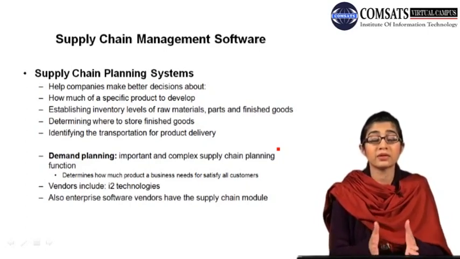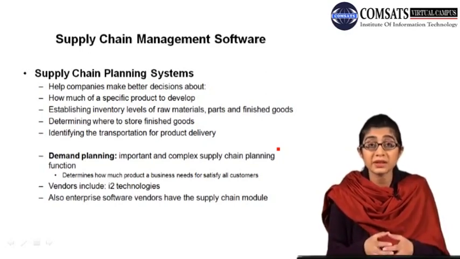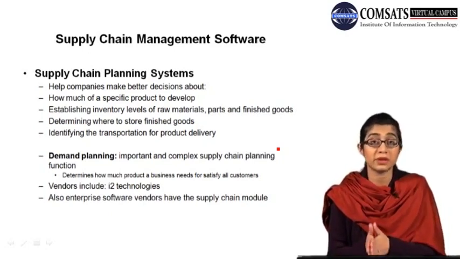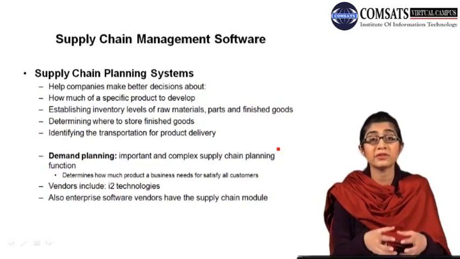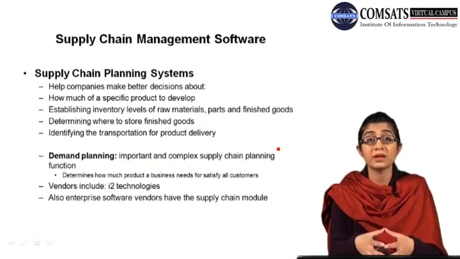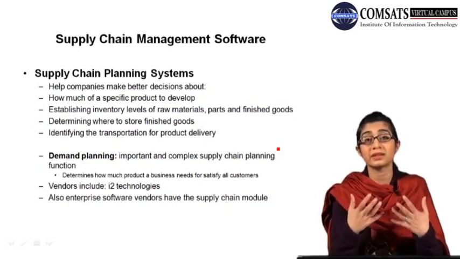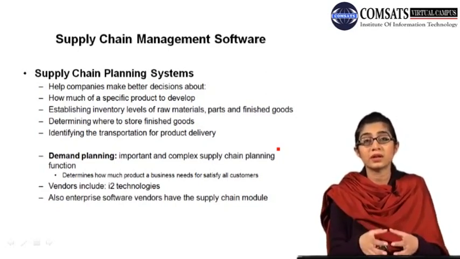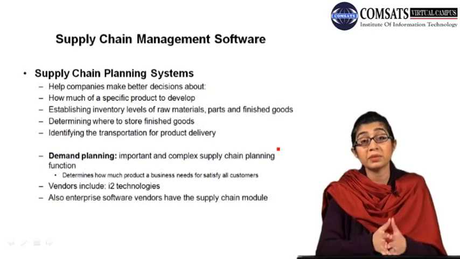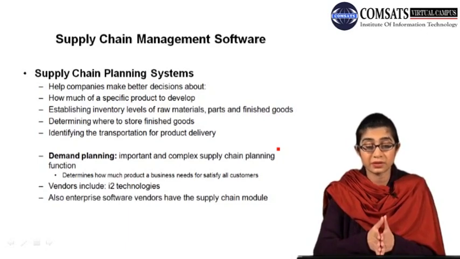Right? When you have a software, you are planning your whole supply chain. And what things are involved in that? That means how much of a specific product to produce or develop. The very first thing comes in planning: which product you have to produce, how much and when. Again, the first thing of the information systems was exactly this, when and what to develop, move as well as store.